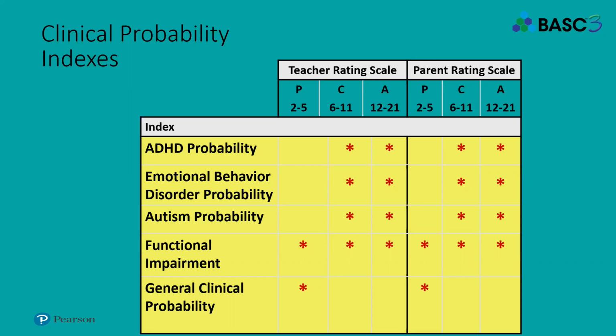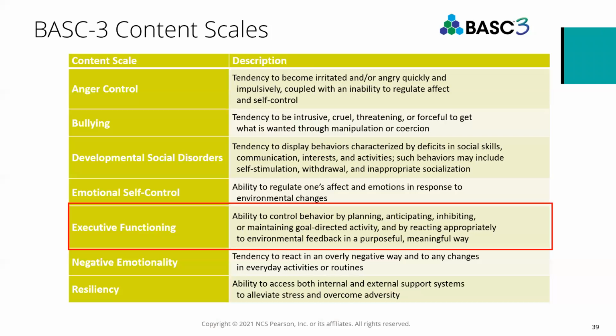So the ADHD probability index demonstrates that children who present with elevated scores on this particular index likely experience problems that will adversely affect their academic performance, like difficulty focusing or maintaining attention, inability to organize their tasks effectively, difficulty making decisions, and whatnot. And the BASC also includes an executive functioning content scale, which is comprised of items from all of the executive functioning indexes, which I'll show you on the next slide.